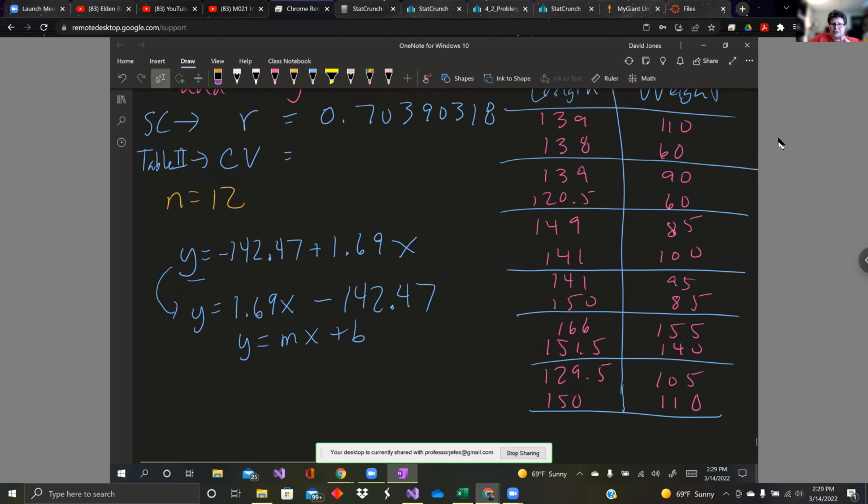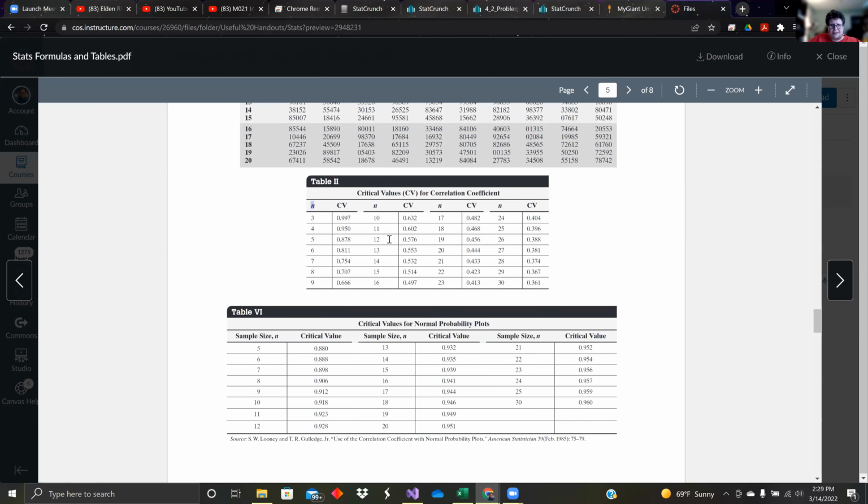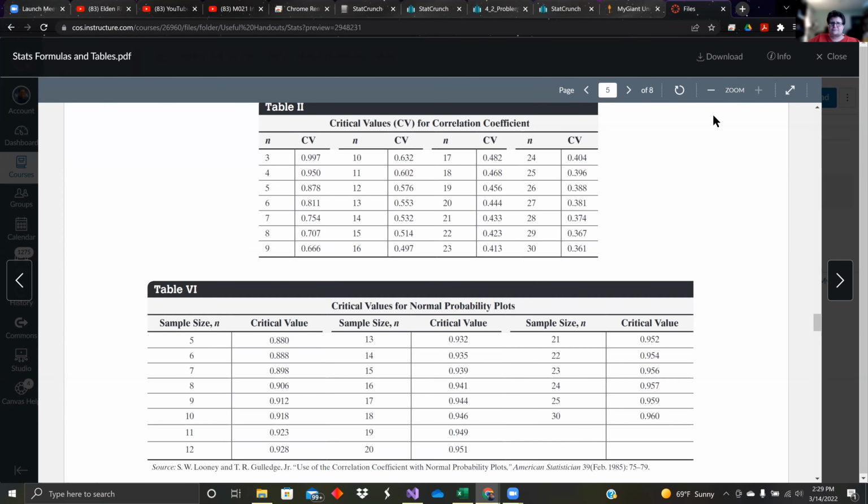I now need to hop over and look at the critical value table, and I need n equals 12. That's pretty important. So I'm going to come over here and I'm going to look for critical value, and n equals 12 is 0.576. Can I zoom in there at all? There we go. So n equals 12 gives me a critical value of 0.576. I'll go back to the writing.